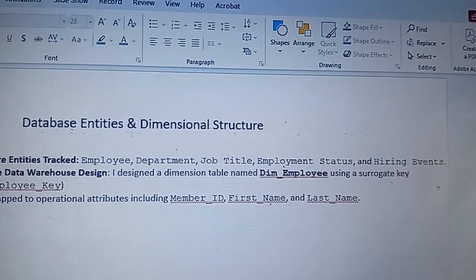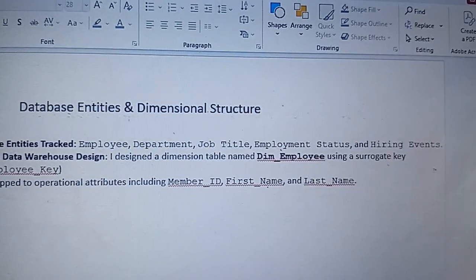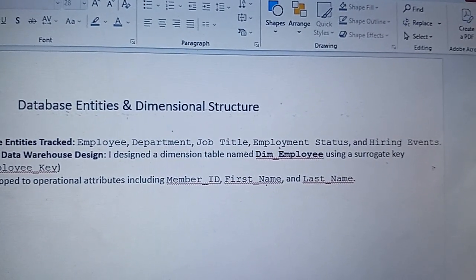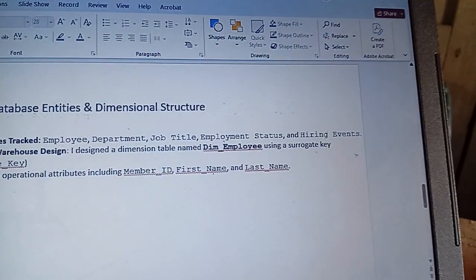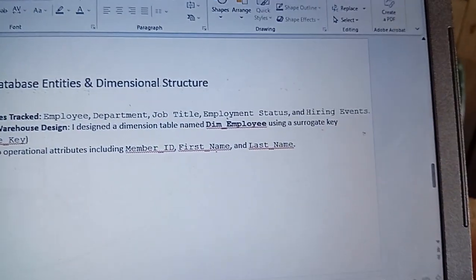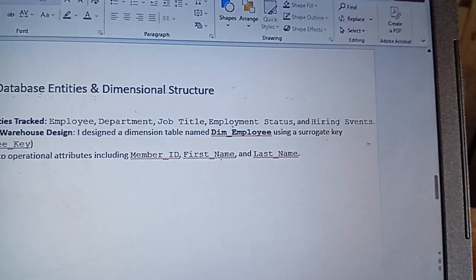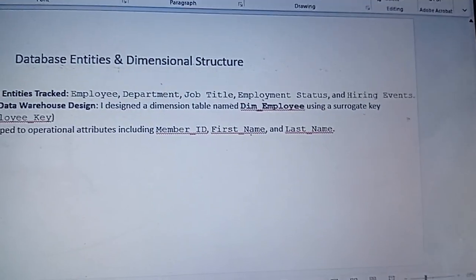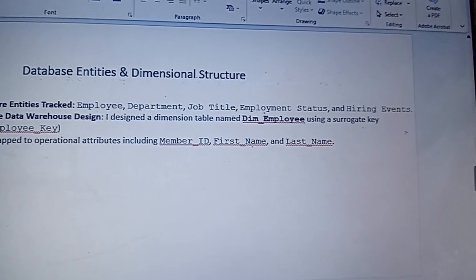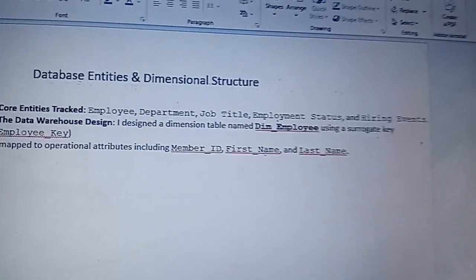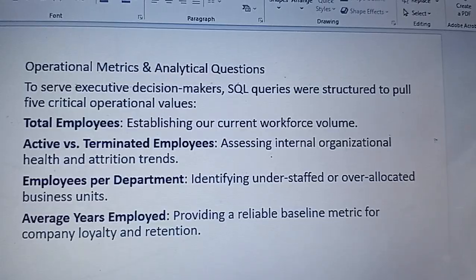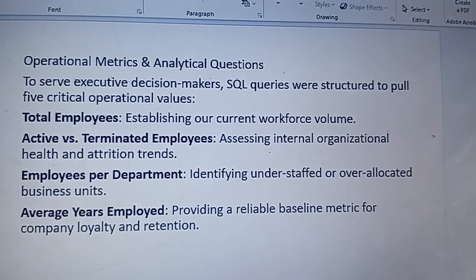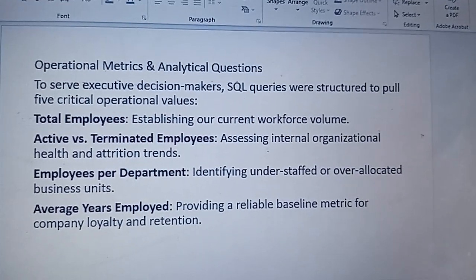Architecturally, I approached this using data warehousing fundamentals. I modeled a dimension table named dim_employee, utilizing an integer surrogate key named employee_key to preserve historical integrity, which maps directly to operational attributes such as employee_ID, first_name, and last_name. To serve our executive stakeholders, I structured T-SQL queries around four critical key performance indicators.